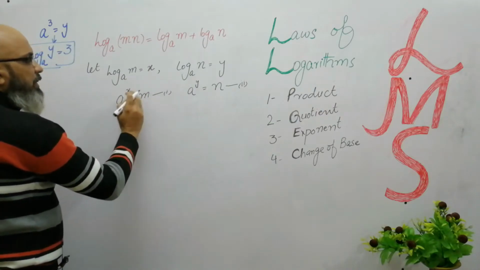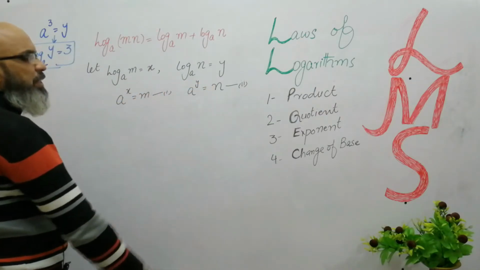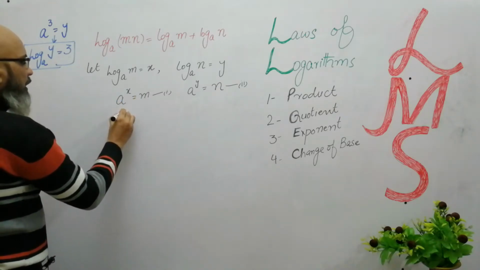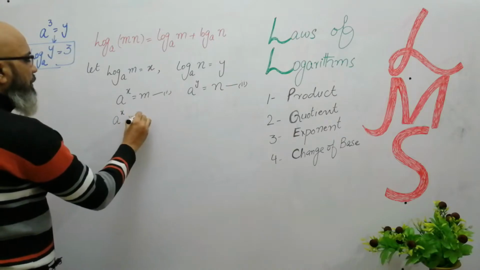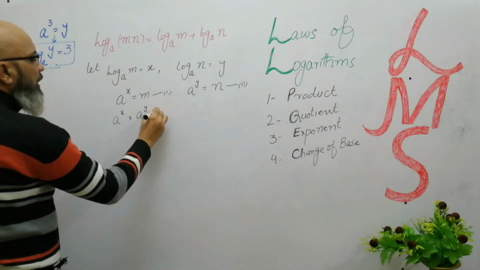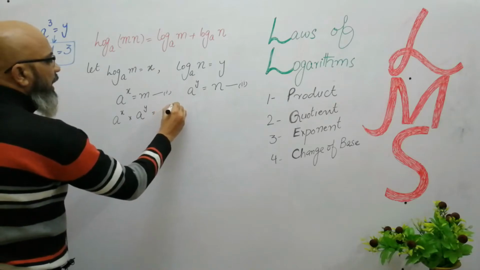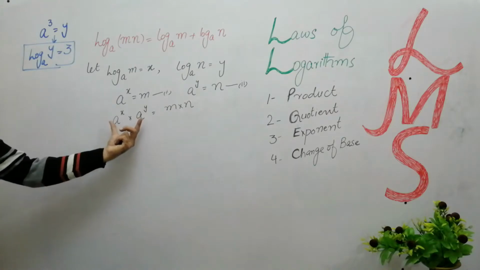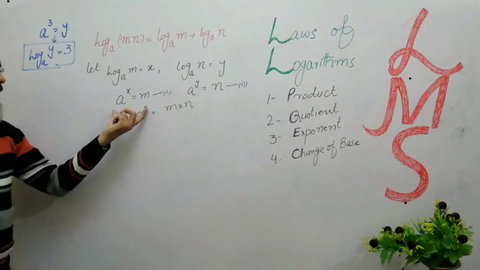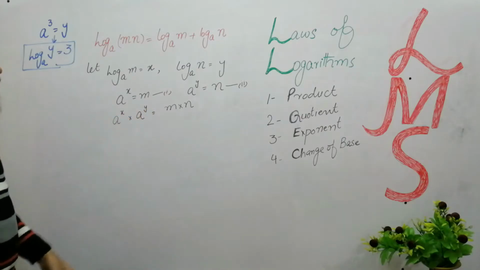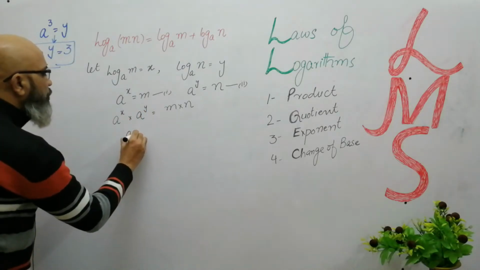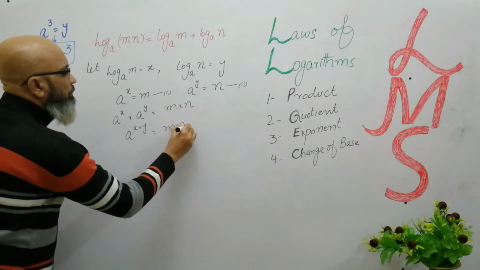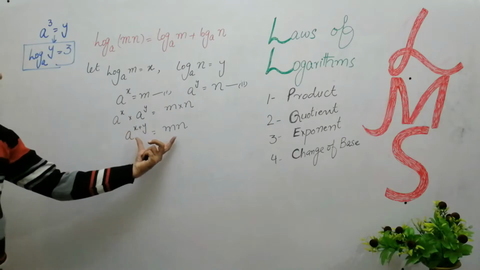Left hand side into left hand side and right hand side into right hand side. And when we are multiplying a raised to power x multiply by a raised to power y, on the right hand side m multiply by n. So now the bases are same, means we can add the exponents. हम इनकी पावर्स को प्लस कर सकते हैं. तो a raised to power x plus y is equal to mn. Now this is your exponential form.